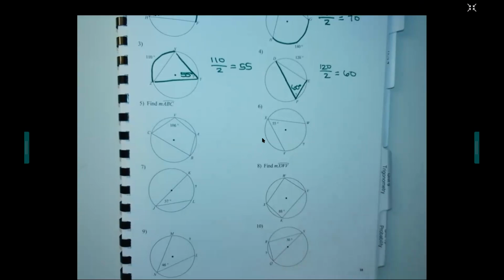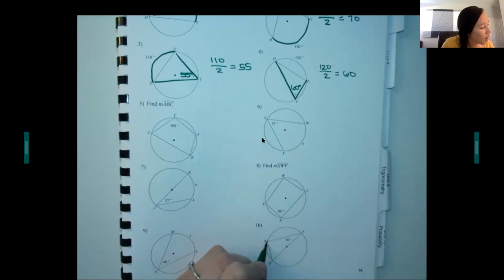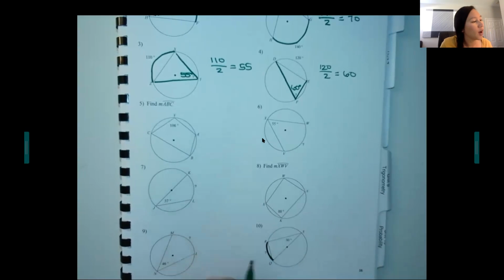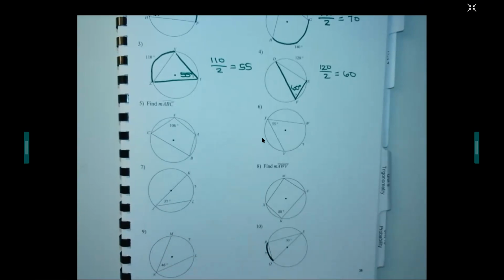On number 10, would I divide by 2? So you're looking for the arc, which means the arc is double the angle. So that one you're going to want to multiply by 2. Okay, I just want to make sure. Yep, good.